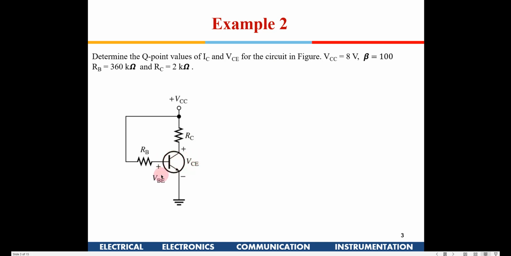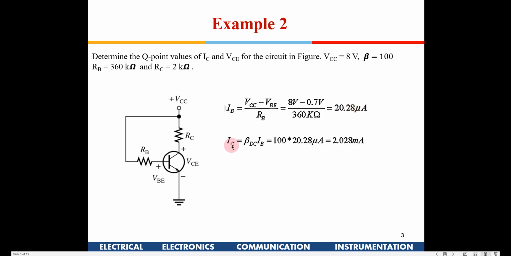Again we follow the same thing here. We take this as 0.7 volt, right? To compute IB, VCC is directly applied here, so 8 minus 0.7, and this RB value is given as 360, so I compute IB, and once again IC is beta times IB, so it comes out to be 2.028 ampere, and then VCE is VCC minus ICRC, the same equation. Only thing is here the biasing circuit is slightly different, otherwise the equations and the procedure remain the same.